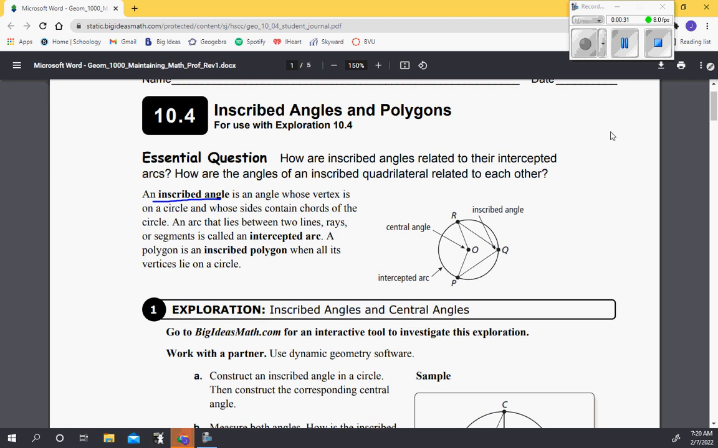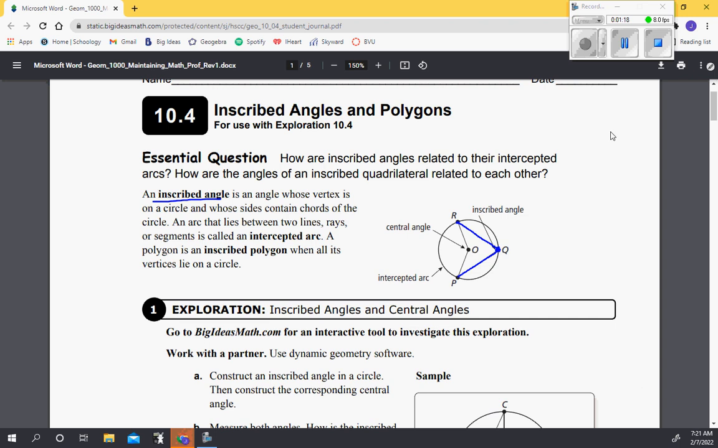An inscribed angle is an angle whose vertex is on a circle and whose sides contain chords of the circle. So, in 10.1, we talked about this central angle. When we have a vertex in the center, and we have two radii going out to our edges of our circle. That's a central angle. Inscribed angle is a little different. Now, we have our vertices on the circle, and then any two chords that create this angle. That's an inscribed angle.